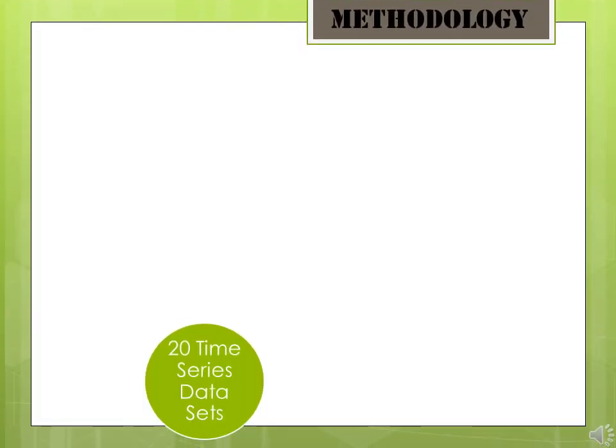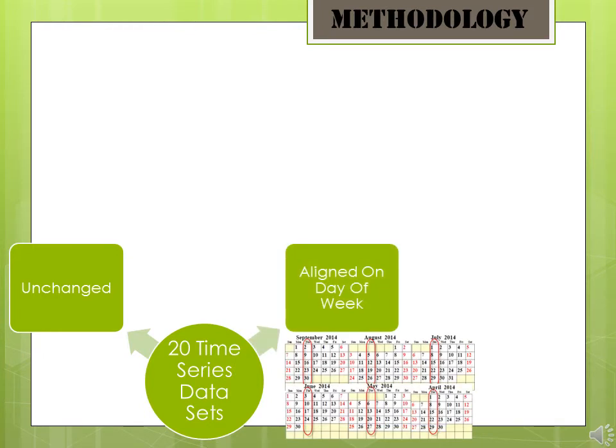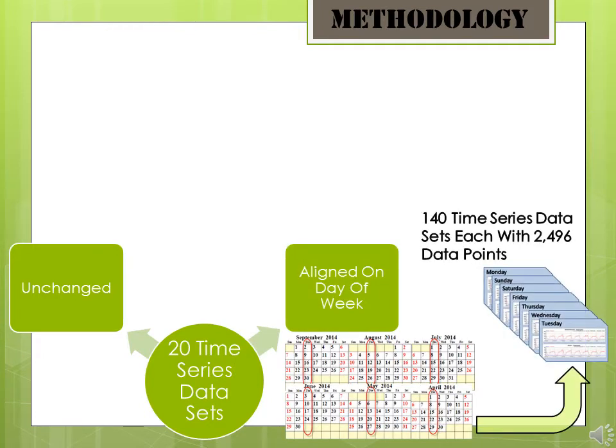With the 20 time series datasets extracted, they are then placed in one of 3 buckets. The first is the original unmodified time series. The next is aligned on day of week, where, for example, all Tuesdays are aggregated into their own dataset, all Wednesdays into theirs, etc. This results in 140 day-of-week aligned time series datasets, each with 2,496 data points.